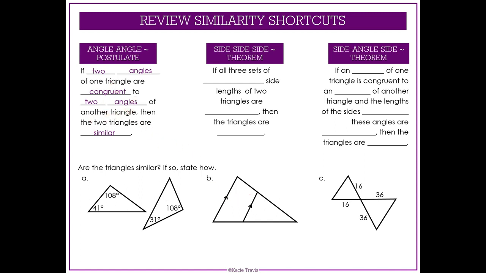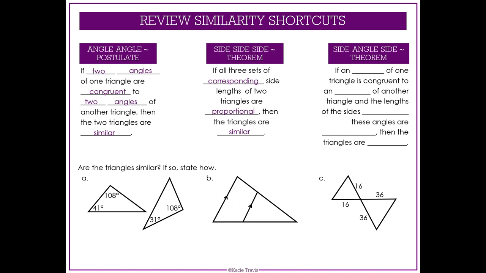All right. Next one we got is side, side, side. Note the name, side, side, side. So you need three sides, folks. If all three sets of corresponding side lengths of two triangles are proportional, then the triangles are similar. You need three sets of sides, and they all need to be proportional. If they are not, then that means that they are not similar. So you have to be able to set up a proportion. We've been dealing with those for a while. Please don't tell me that you don't remember that, folks.